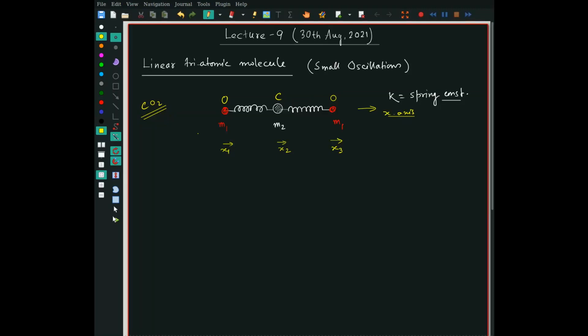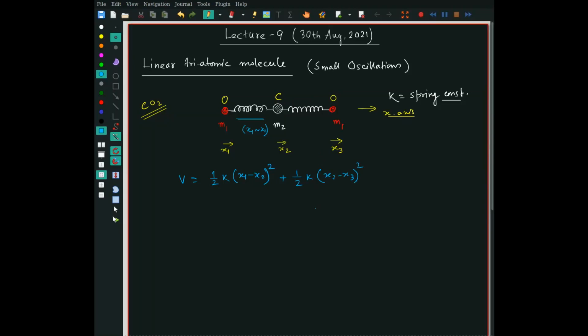The potential energy is basically k times the deformation of the spring. Look at the spring on the left. If this is shifted by x1 and this is shifted by x2, the net deformation would be x1 minus x2, the difference between x1 and x2. So I can write the potential energy for the left hand side spring to be half k (x1 minus x2) whole square, and for the right hand side spring it would be half k (x2 minus x3) whole square.